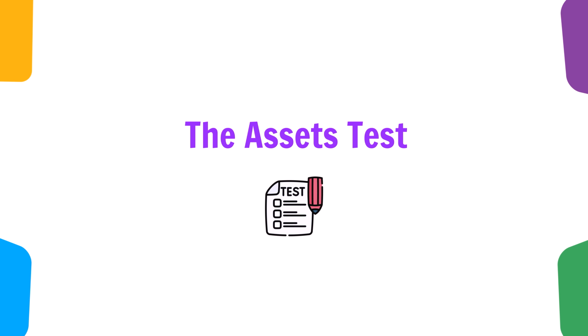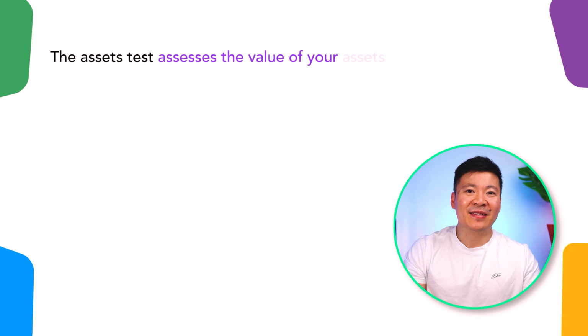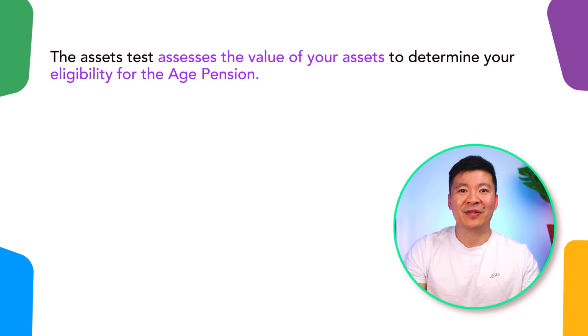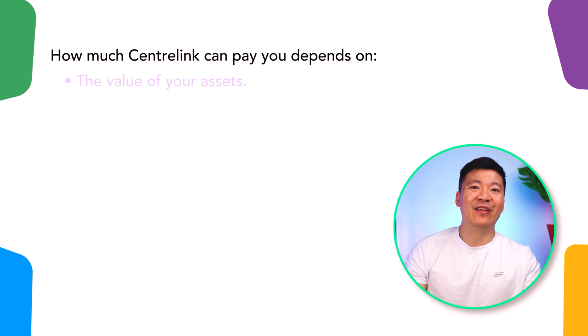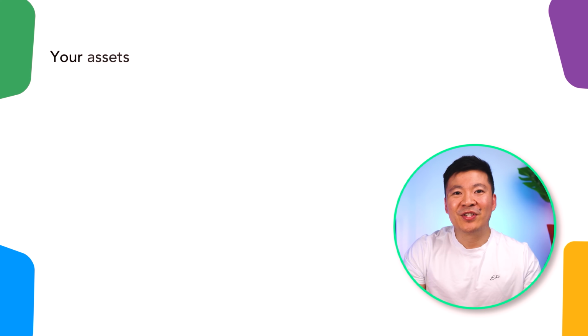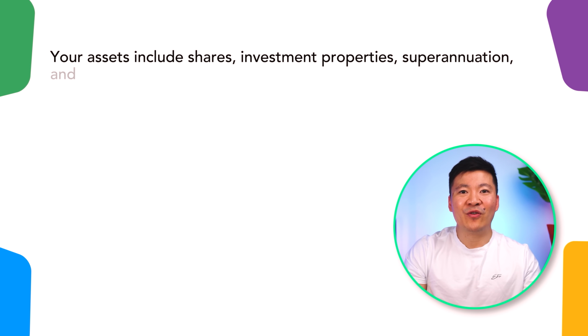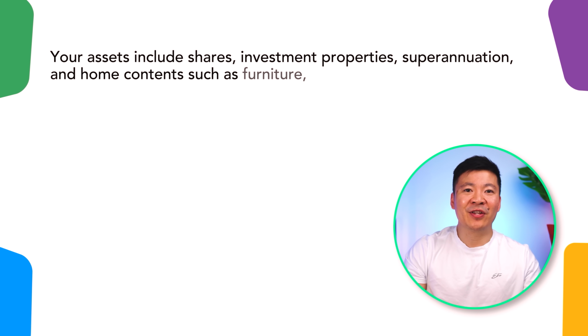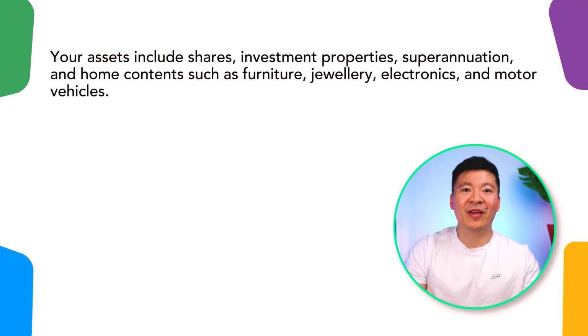The assets test. The assets test works out the value of your assets to determine your eligibility for age pension. How much Centrelink can pay you depends on the value of your assets, your home ownership status, and if you're in a relationship. Your assets include shares, investment properties, superannuation, and home and contents such as furniture, jewelry, electronics, and motor vehicles. There are a number of other assets which are listed on the Services Australia website if you want to have a deeper look.